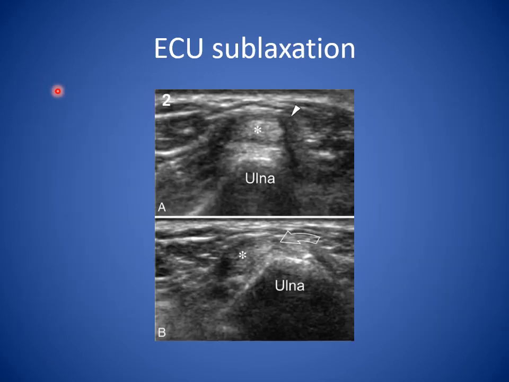The extensor carpi ulnaris is a tendon that is seen at the medial aspect of the ulna at the wrist joint. This tendon is very commonly affected by tenosynovitis. Also, in cases of injury of the overlying retinaculum, it may subluxate, and this subluxation occurs in the supination position, and the tendon returns to normal position in the pronation state.